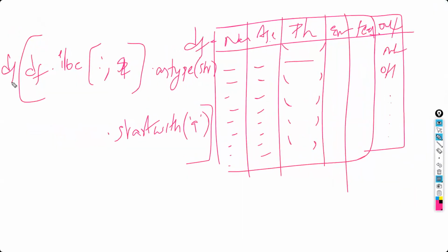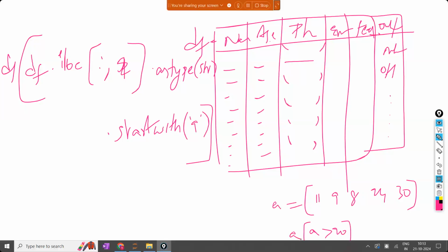Do you remember in the 1D array how to separate the data based on a condition? A equals 11, 9, 8, 24, 30. Now I want the values which are greater than 20. How to write that? A greater than 20 gives true or false. But I want values. To get the values, outside you have to write A. Do you remember this one in the 1D array? Same logic I applied here.